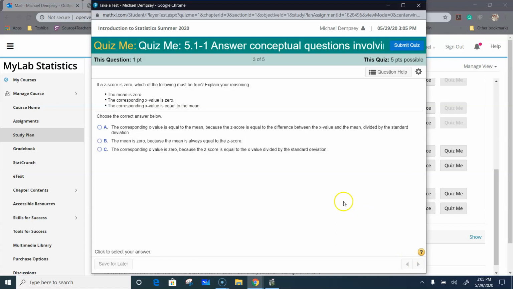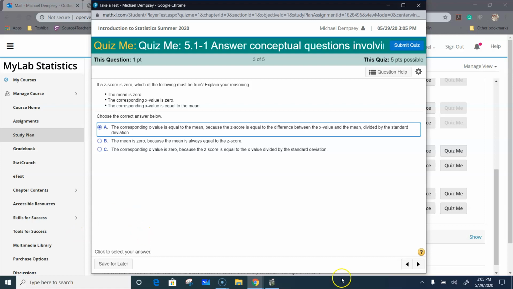Okay. If a z-score is 0, which of the following must be true? It means that the raw score was equal to the mean, right? Because when we calculate a z-score, we take the raw score minus the mean and we divide by the standard deviation.